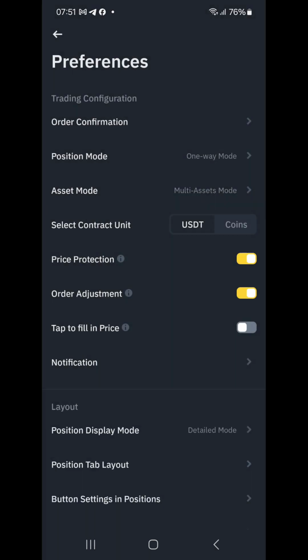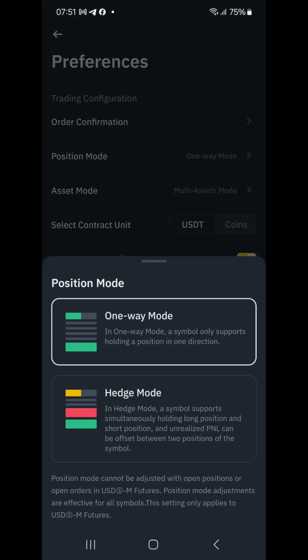Now let's move back. When you move back, we have something called position mode. Click that. The default setting is one-way mode. Then we hit that, and this is what we see. We see one-way mode, and we have hedge mode. Now let's briefly read this. I will explain them further. Now, one-way mode: in one-way mode, a symbol only supports holding a position in one direction.